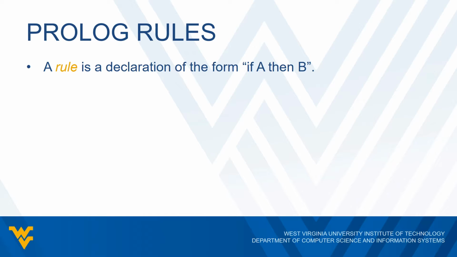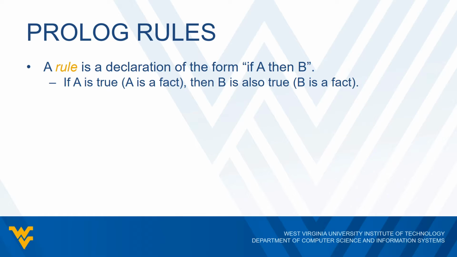So a rule is simply a declaration of the form if A, then B. Remember, we said that we have facts, which are just statements that are clearly true, and now we have these rules that say if something is true, then this is also true. So here, if A is true, or if A is a fact, then B is also true, or B is a fact. And the way we would handle the notation for this is we would have B, and then a colon and a dash, and then A. So let me give you a couple of examples of how we would do this using precedes.